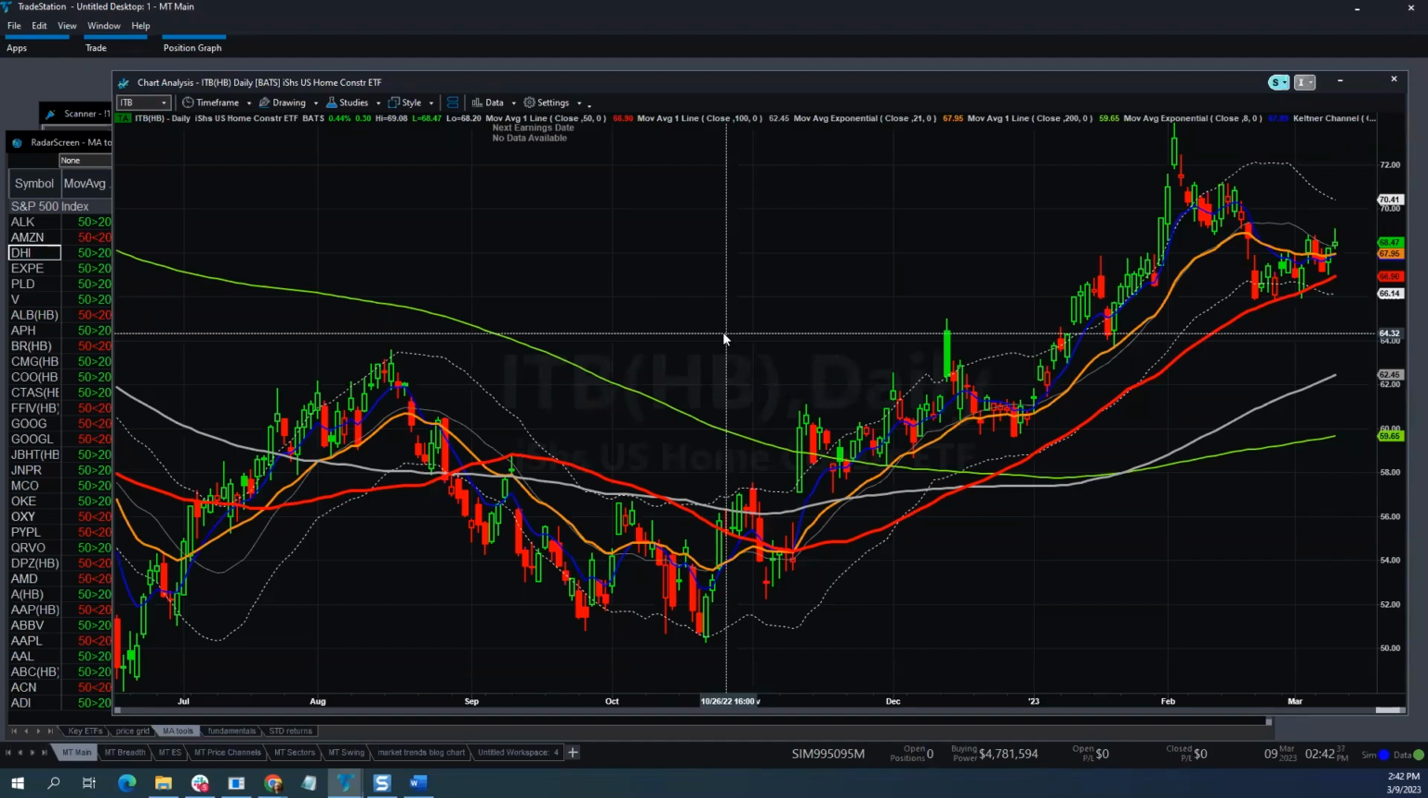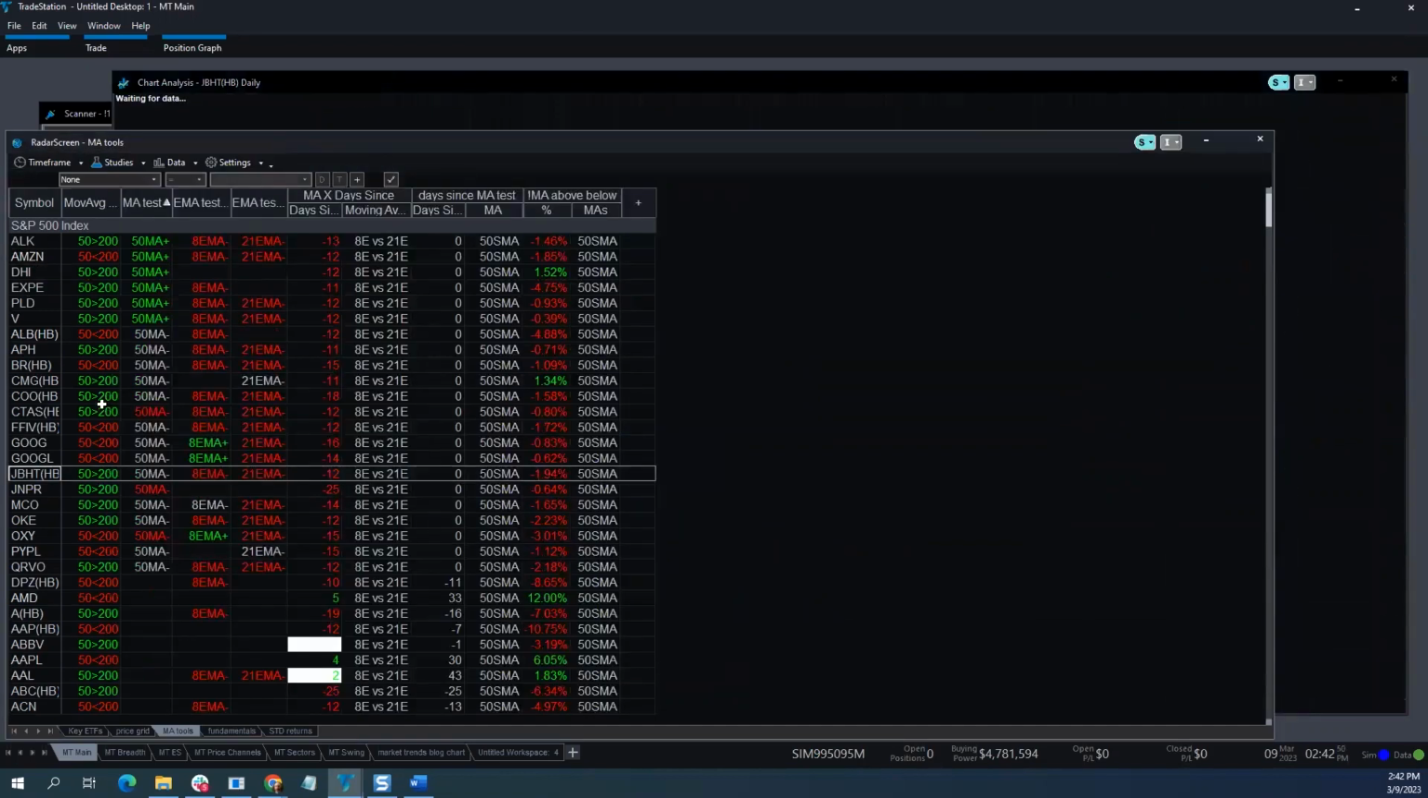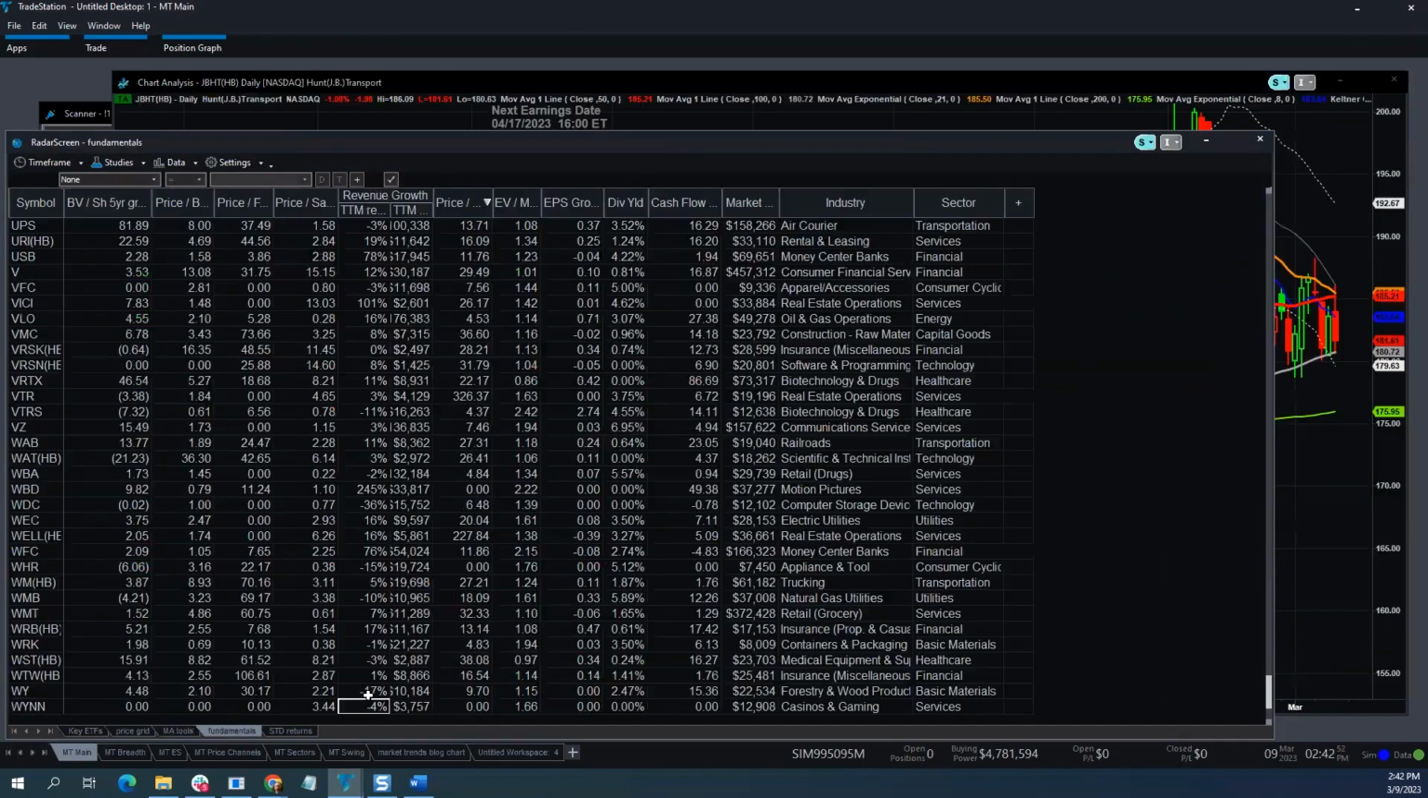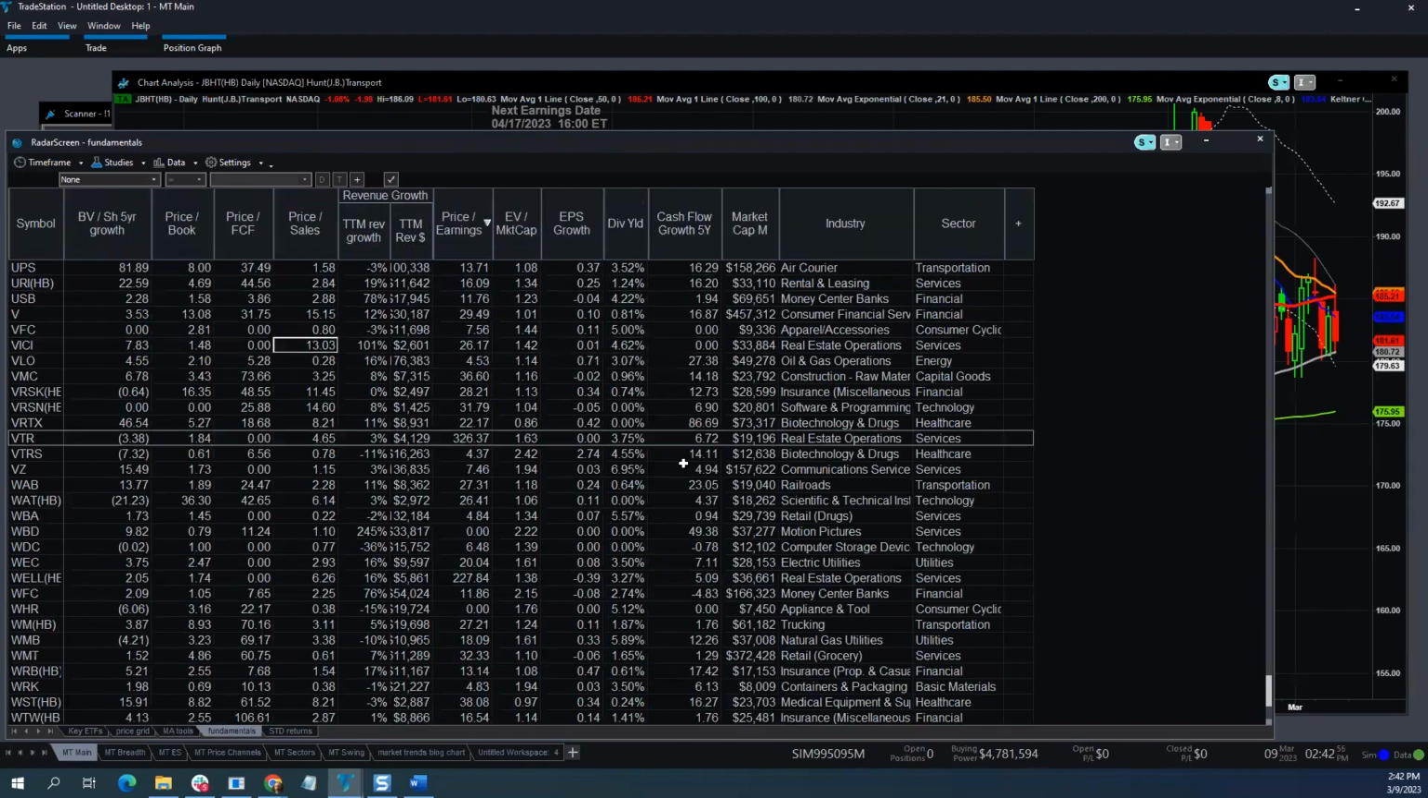When times are good, the home builders just turn on their construction again and they make money. And when it's not good, they just sit back and wait. And they trade at low multiples, and it's kind of interesting to see the relative strength here in the home builders. The fundamentals tab has a lot of easy to sort fundamentals.